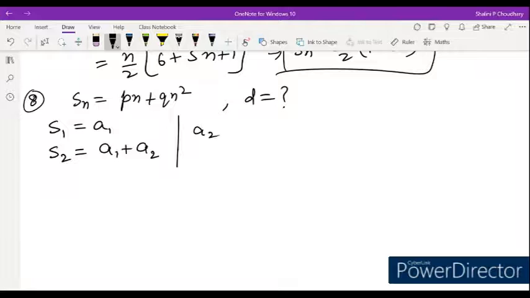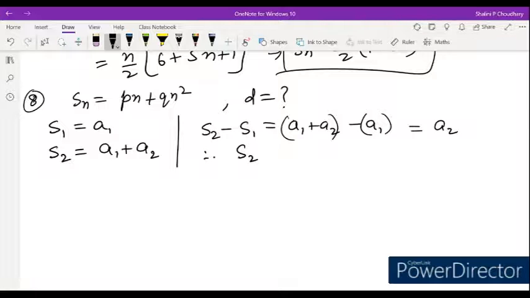Now to find the difference, how will we find out a2? If we do S2 minus S1, what will we get? a1 plus a2 minus a1. So a1 cancels and we get a2. It means S2 minus S1 will be a2. Now d will be equal to a2 minus a1.